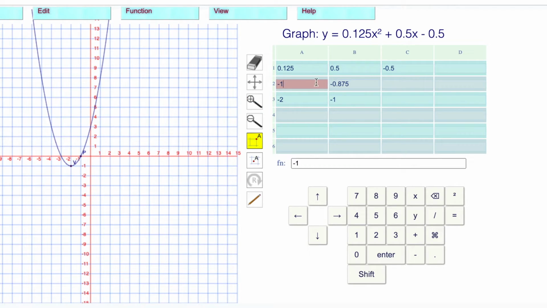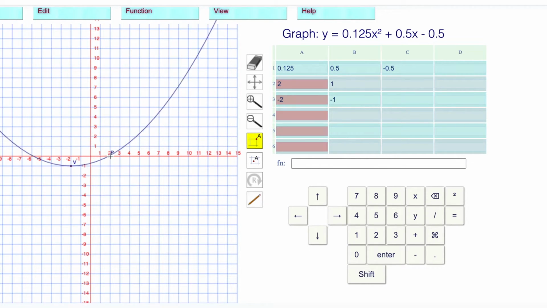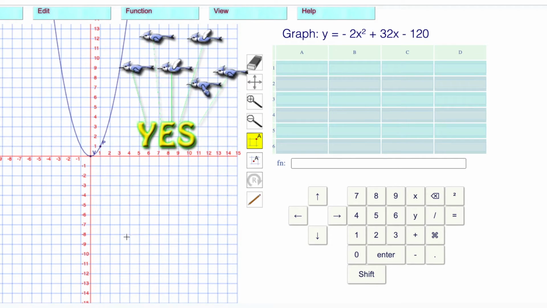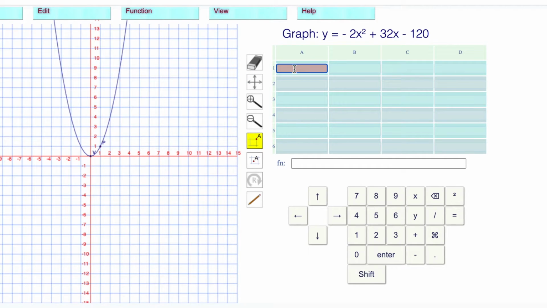Negative 1 would be a little bit hard to find, so I'm going to go to x is equal to 0. Y is negative 0.5. Still not good enough. How about when x is equal to 1? 1.25. How about when it's 2? There we go. We have nice integer values, 2 and 1. When x is equal to 2, y is equal to 1, and there's our parabola. We just press return to see if we're right. Good. Let's try another one, but faster.